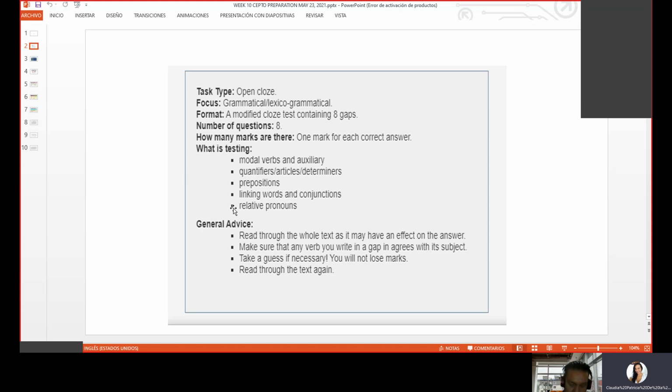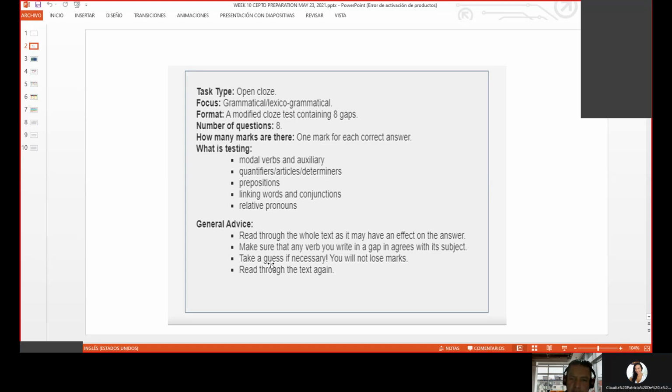Can you read the general advice, please? The general advice: Read through the whole test, as it may have an effect on the answer. Make sure that any verb you write in a gap agrees with its subject. Take a guess if necessary. You will not lose marks. Read through the test again.